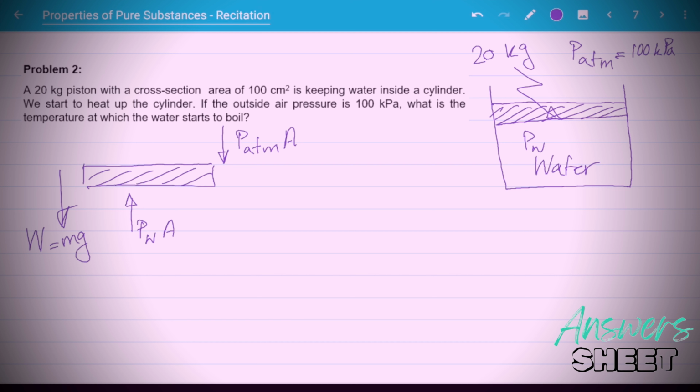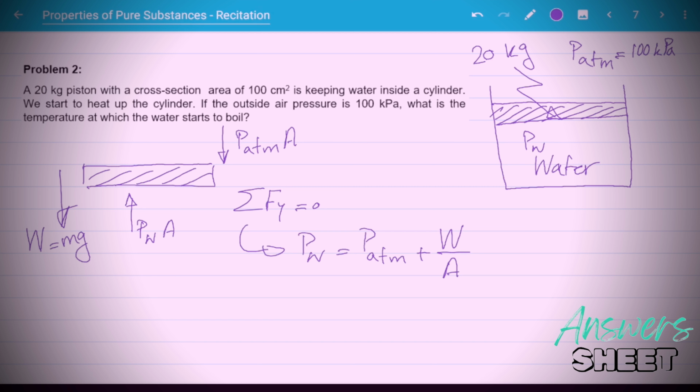So the summation of forces in the y direction should be 0. If that's the case, I'm going to conclude that the pressure that the water is feeling is equal to atmospheric pressure plus the weight of the piston over cross-section area. I just did some algebra and played with the cross-section area in this equation.